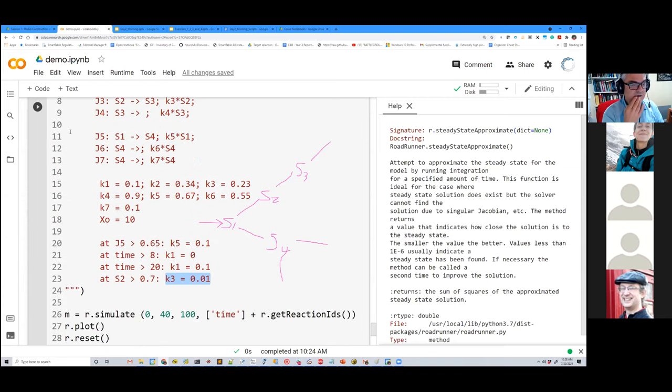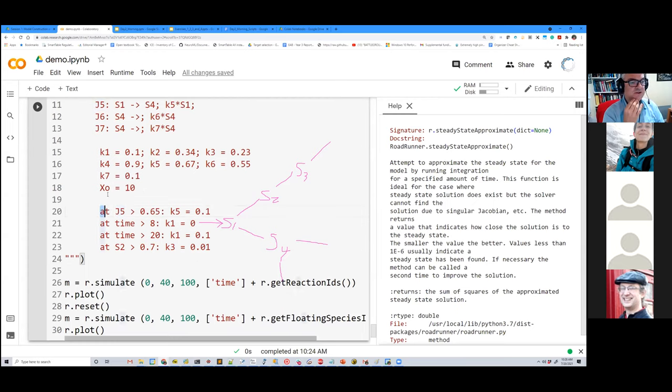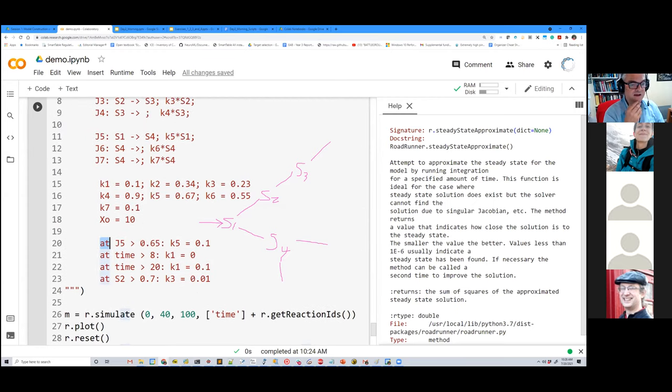And then the other one, this is a flux. So here I'm saying if the flux through J5, through this step, exceeds a certain value, I'm going to also reduce K5 to a much lower value. So you could do all sorts of things with events like this. And there's a lot more to events than this. You should look at the documentation. You can do quite a lot of sophisticated things with the events. Like you have delayed events. You can have lots of things happening.